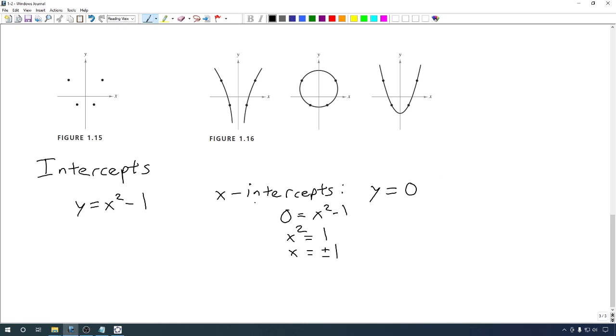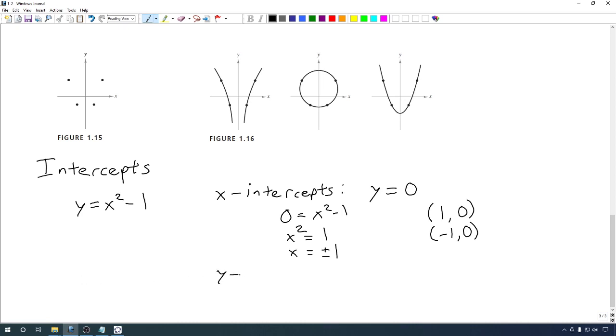And so our x-intercepts, well, there's 2 possibilities here. There's 1, 0, and there's negative 1, 0. Those are 2 points where this curve actually hits the x-axis. In fact, those are the only 2 points. We cannot hit the x-axis anywhere else. And that can actually be relevant for helping us graph things as well.